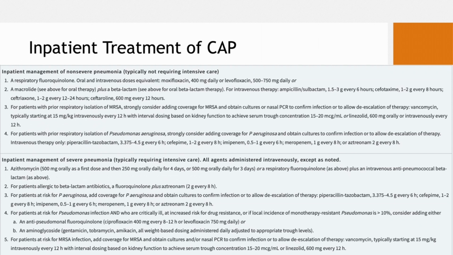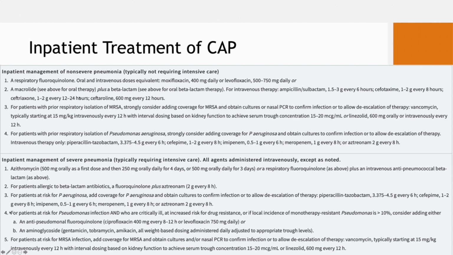Now, it starts getting a little trickier when we talk about inpatient treatment of community-acquired pneumonia. I don't know that I would actually make you regurgitate this amount of information. I think it's a little bit excessive. But you should know that, generally speaking, a respiratory fluoroquinolone is indicated. You can also give a macrolide plus a beta-lactam.